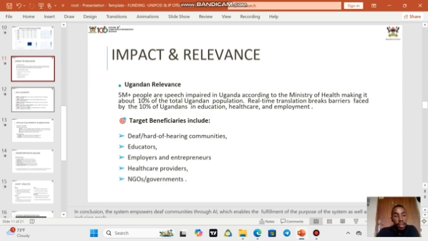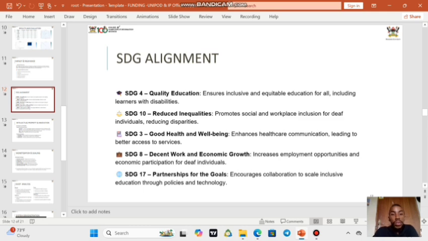Still under impact and relevance, we have what we call the SDGs. SDGs are sustainable development goals that were set by the United Nations, and these are 17 global goals aimed at making the world a better place by the year 2030. Our project aligns with 5 of them. We align with quality education, reduced inequalities, good health and well-being, decent work and economic growth, and partnership for the goals.